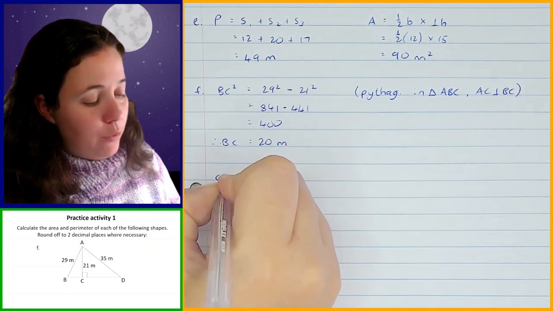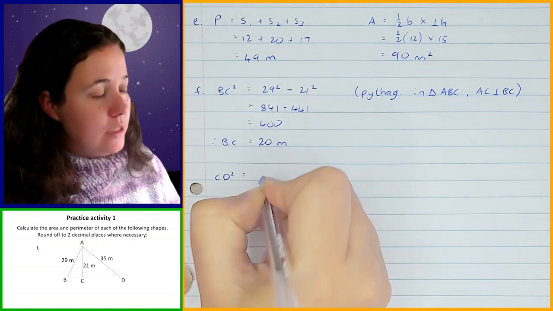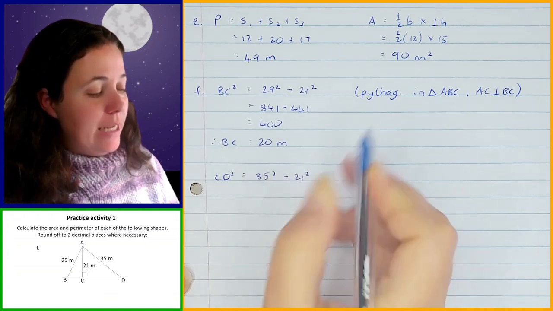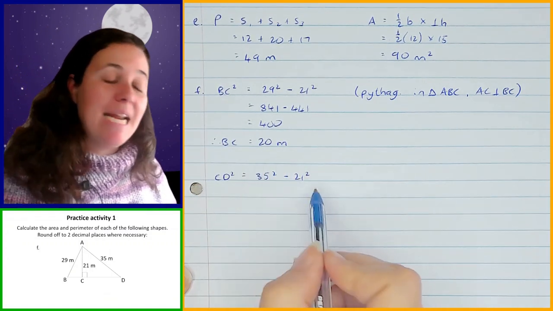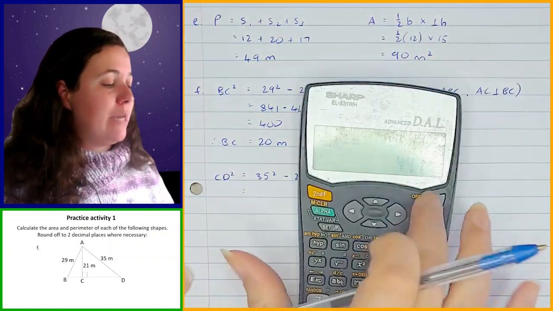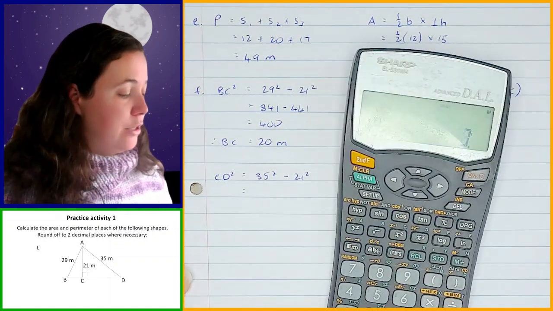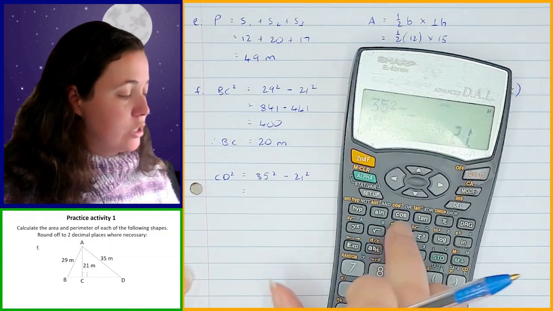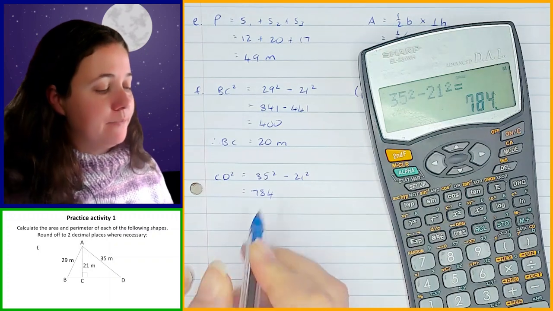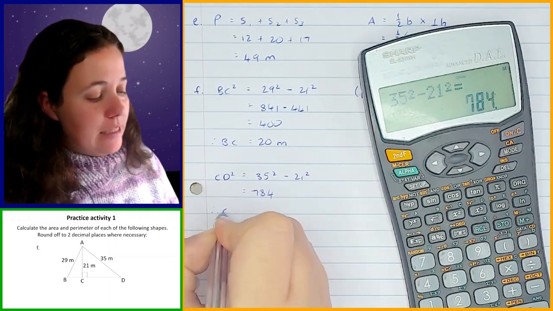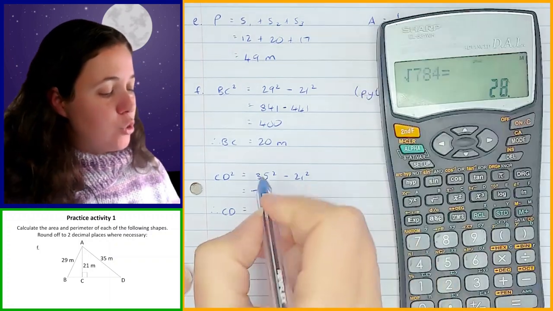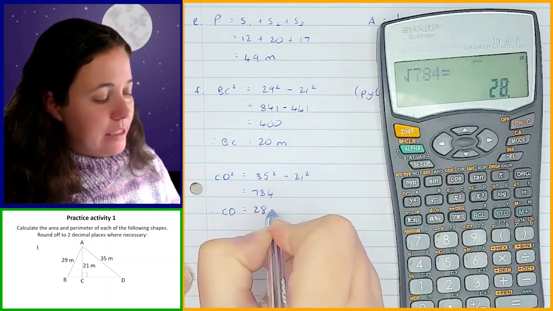Same process: CD squared equals 35 squared minus 21 squared. Again, it's the hypotenuse squared minus the other side squared. Here, I'm just going to type it straight into the calculator. 35 squared minus 21 squared gives me 784. So CD is the square root of 784, which is 28 meters.